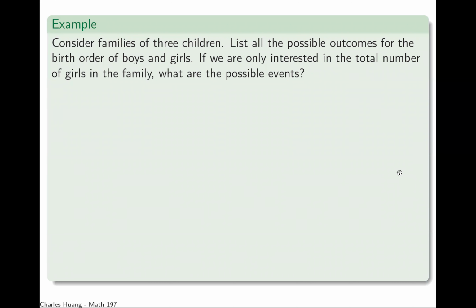Now let's look at an example. Consider a family of 3 children. And let's suppose that the outcome for each child can only be a boy or a girl.